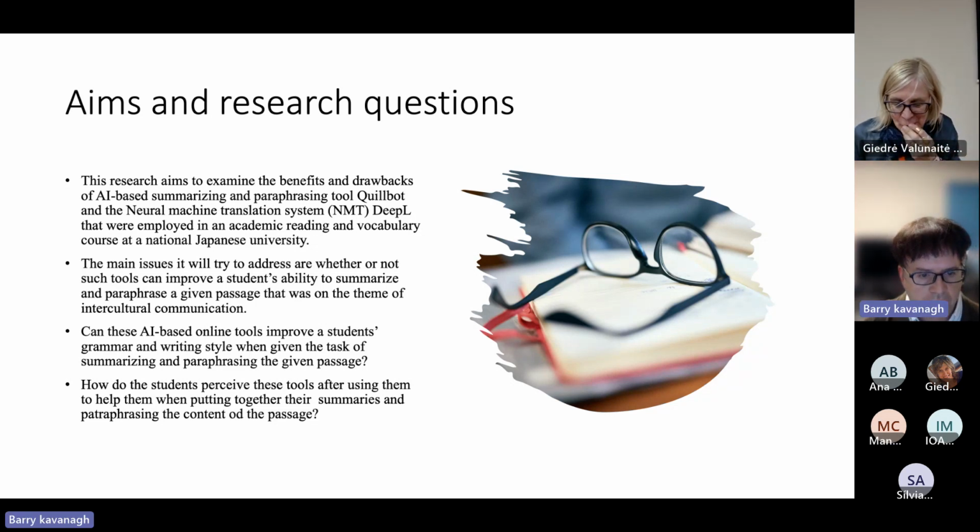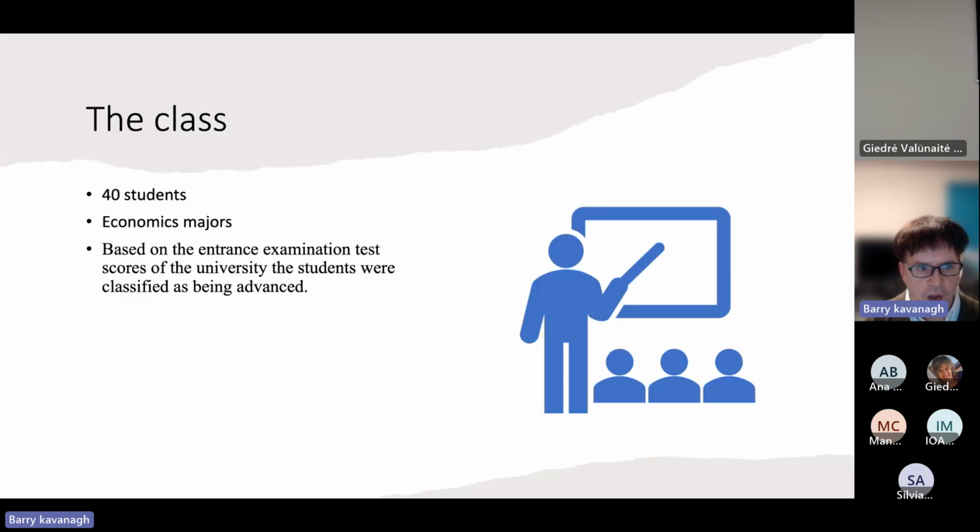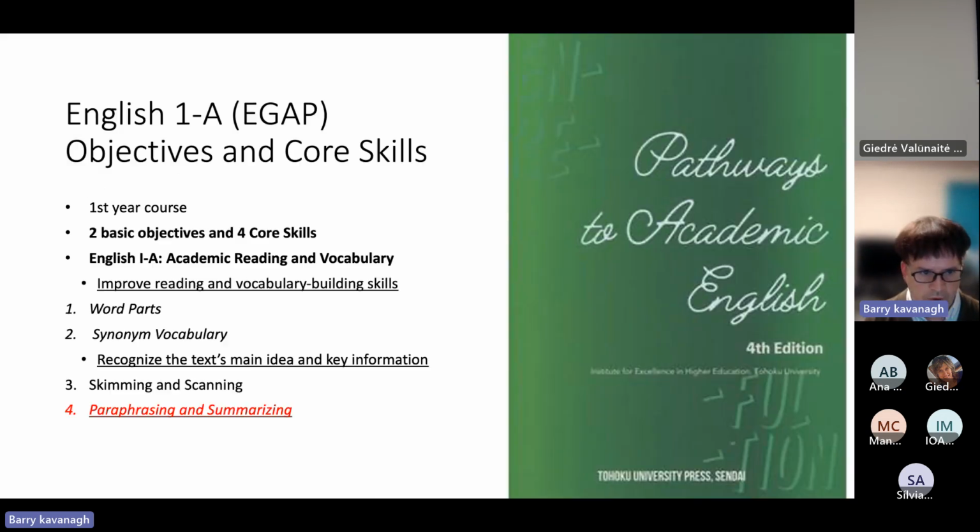And can these AI-based online tools improve a student's grammar, their writing style, when given the task of summarizing and paraphrasing a given passage? And also, how do students perceive these tools after using them to help them when putting together their summaries? Okay, so the class, 40 students, quite a large class, economics majors, and based on the entrance exam test, their scores place them as being advanced.